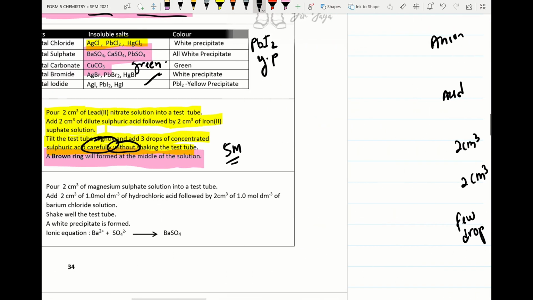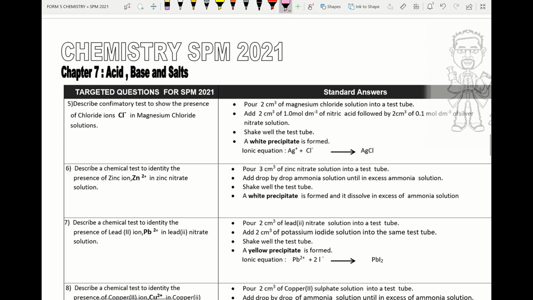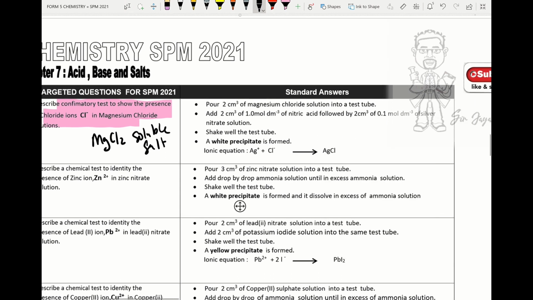So we try to check the answer for the chloride ion. Describe a confirmatory test to show the presence of chloride ion in magnesium chloride. Magnesium chloride solution is a soluble salt solution. So how to answer this one? We pour 2 cm³ of magnesium chloride solution into a test tube. We add 2 cm³ of 1.0 mol dm⁻³ nitric acid, followed by 2 cm³ of 0.1 mol dm⁻³ silver nitrate solution. Shake well the test tube. A white precipitate will form.